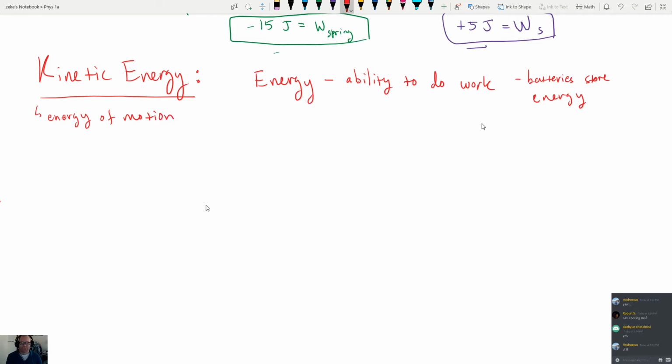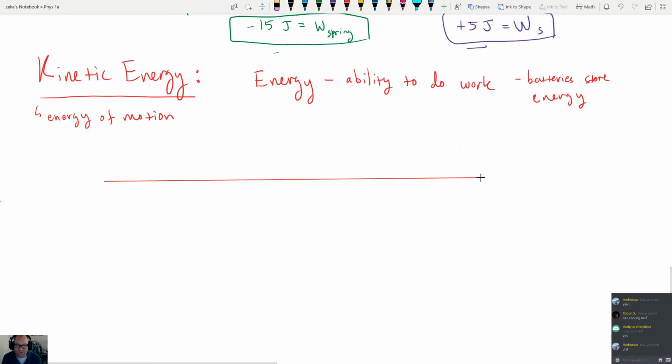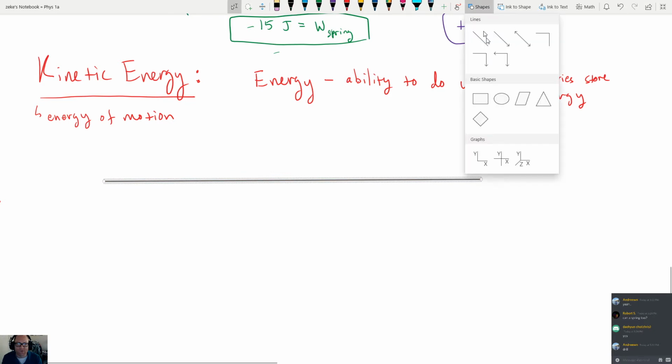Any moving object has energy. So in order to describe what that energy is, we are going to take pretty much the same example we've been using up till now, but we're going to add velocity to it. So we'll take a box.